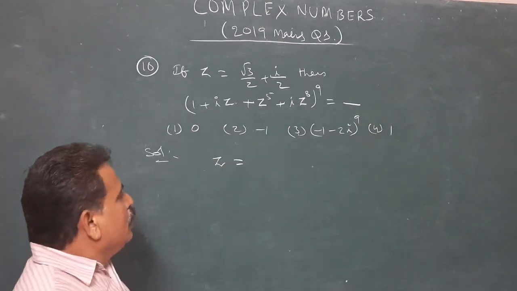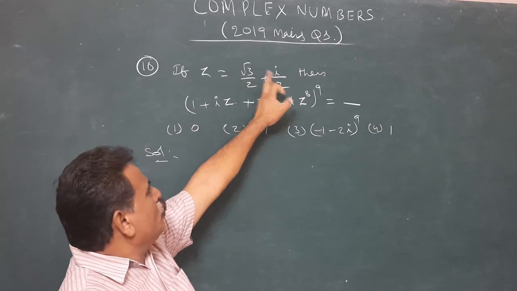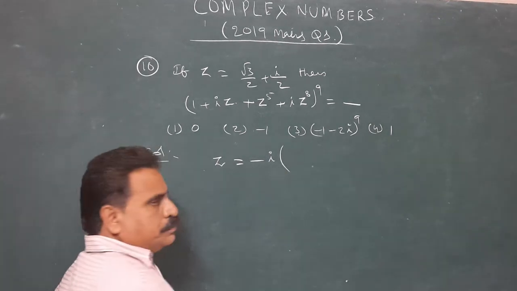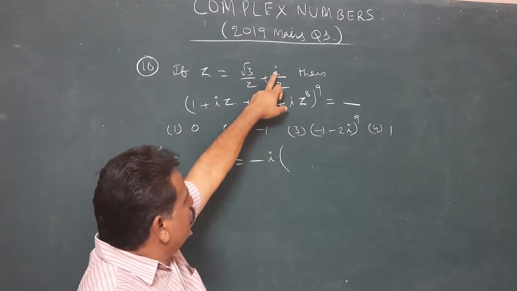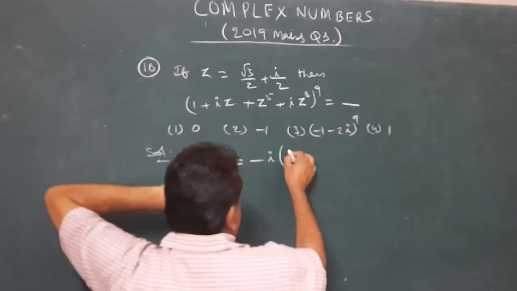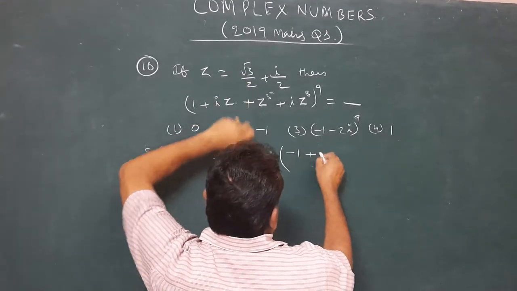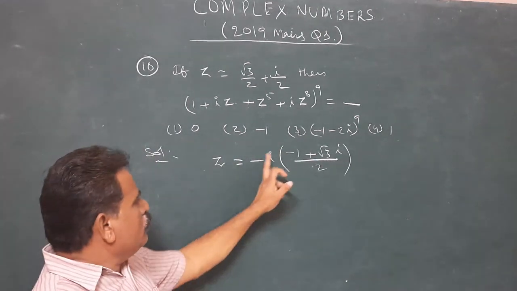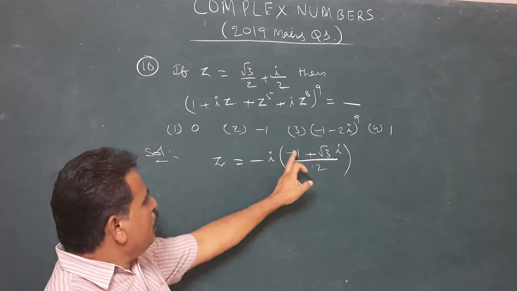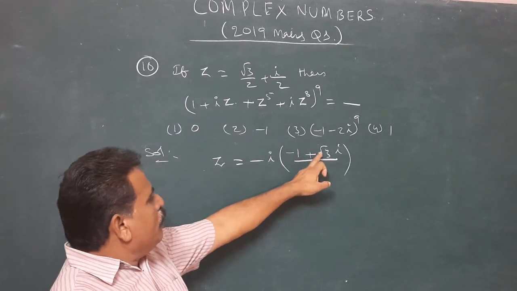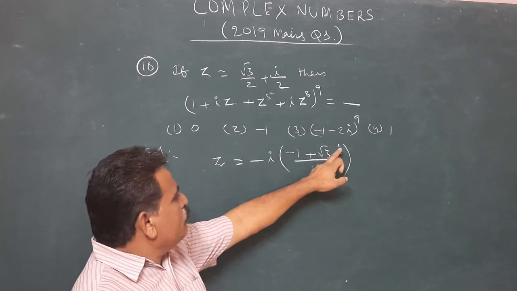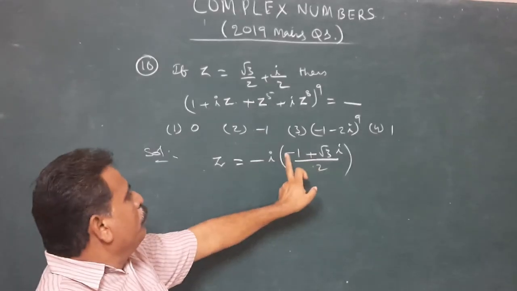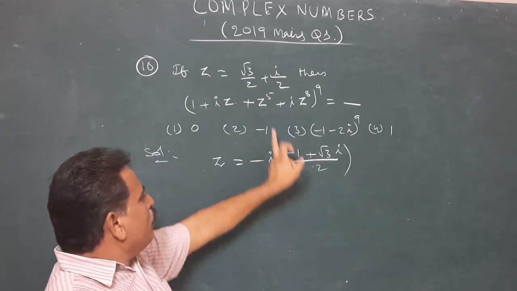Z equal to... Now here, taking common minus i from these two. Actually here i is there, i is there. So minus i times minus 1 plus root 3i by 2. If you have any doubt, just check that. Multiply with minus i, it becomes i. Minus root 3 i square, i square is minus 1, so minus root 3 into minus 1 gives plus root 3. So, taking common minus i from this, we get this.